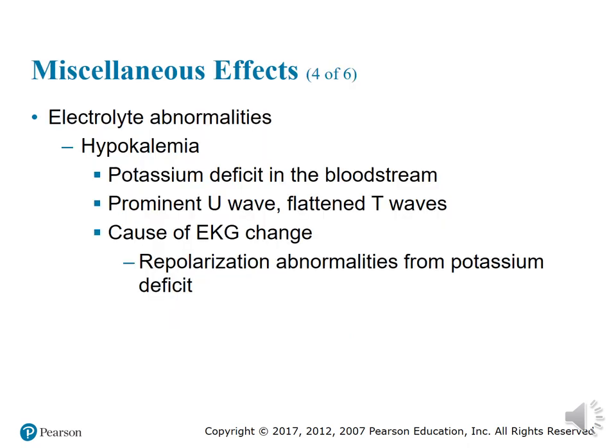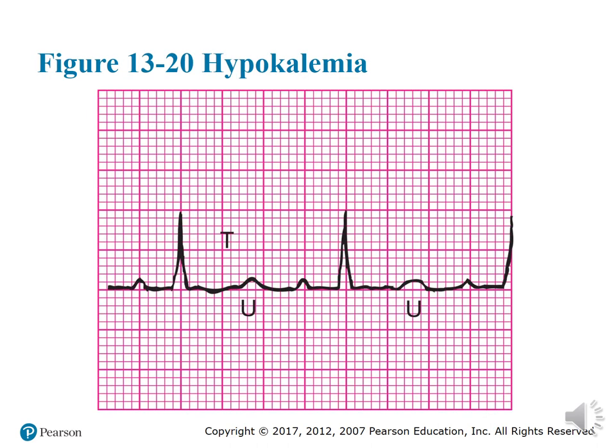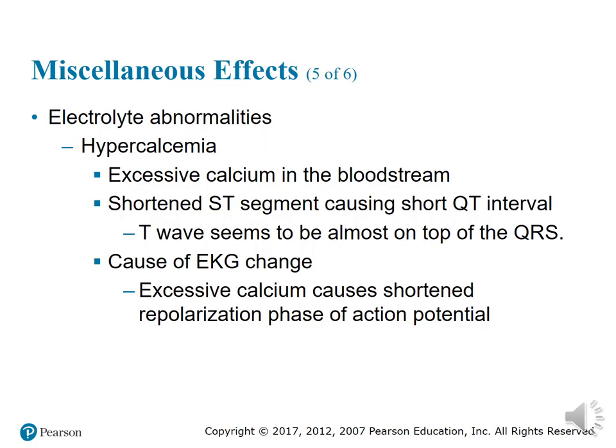Electrolyte abnormalities, hypokalemia: potassium deficient in the bloodstream. Prominent U waves, flattened T waves. The cause of the EKG change is repolarization abnormalities from potassium deficiency. Right, you've got your U waves, real flat T waves.